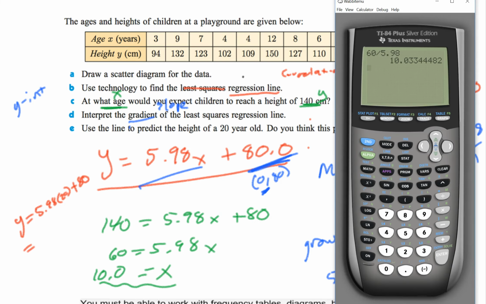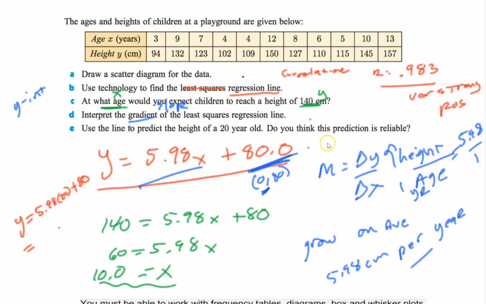So if I do that on my calculator, times 20 plus 80. There you go. And I get 199.6 centimeters. I have no idea what that is in inches because I'm American. I believe it's actually 2.54, so let's divide that by 2.54. So about 78 inches, which, again, I got to flip that over, divide by 12. About 6.5 feet. Now, do you think this prediction is reliable?